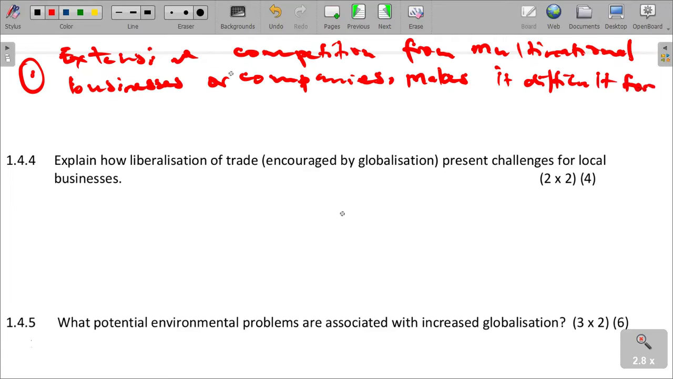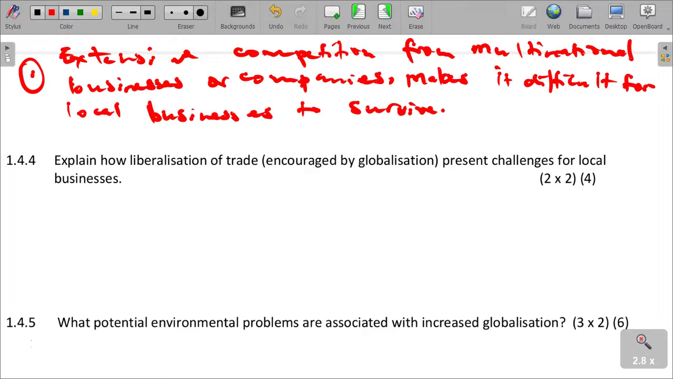It makes it difficult for local businesses to survive. Local businesses suffer intense competition from international businesses.